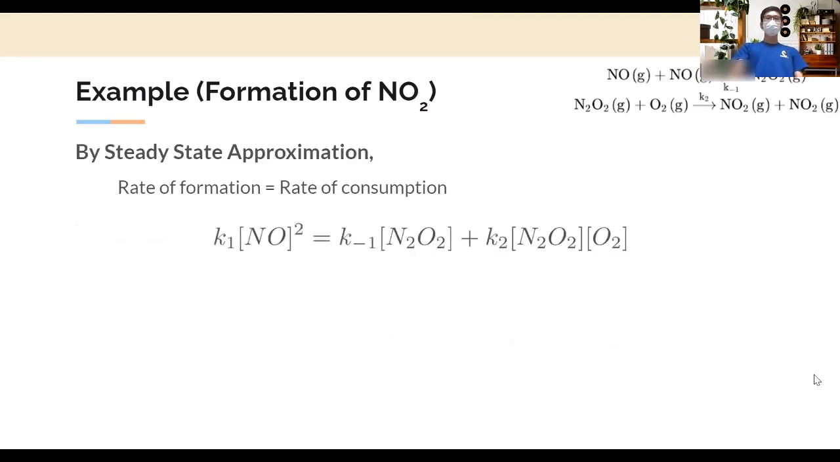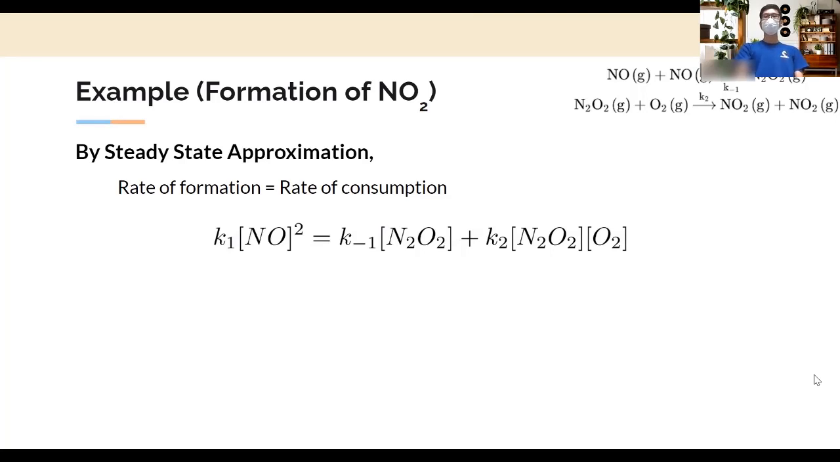So now we can start solving for the rate equation. And by using steady-state approximation, we know that the rate of formation is equal to the rate of consumption. So in this case, the rate of formation is given by the forward reaction for the first elementary step. So that means K1, the forward rate constant, multiplied by the concentration of NO squared, because there are two NO molecules involved here. Now for the rate of consumption, we can look at the reverse reaction for the first elementary step, which is N2O2 forming two NO molecules. So that is the reverse rate constant multiplied by the concentration of N2O2.